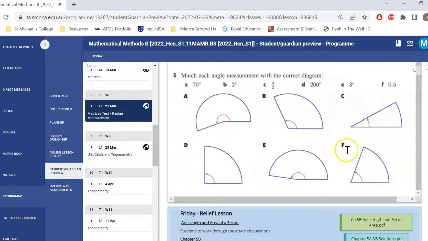And then finally, we are looking for 0.5 radians. So that is, you can see that arc length there looks like it's about half of a radius, therefore C would represent that.